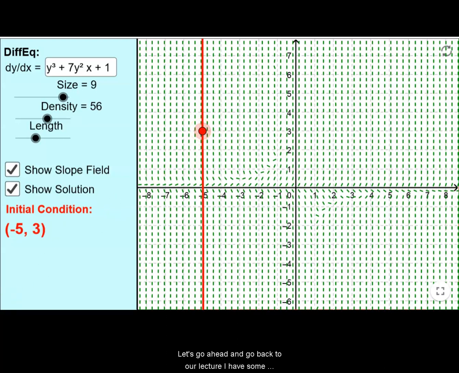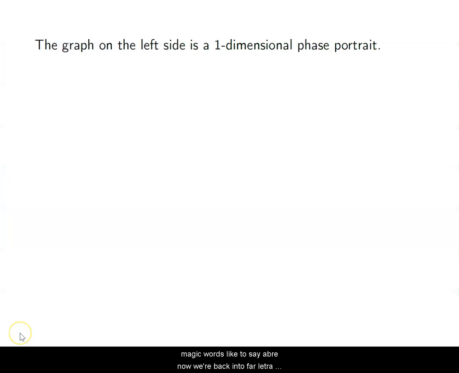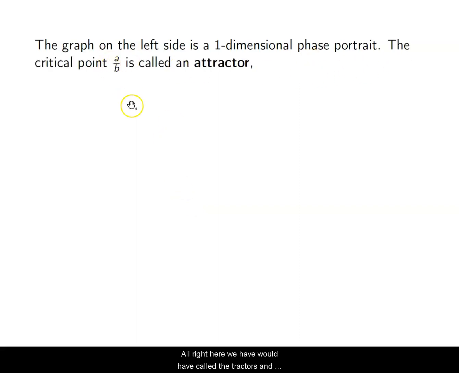Okay, so let's go ahead and go back to our lecture. I have some magic words I'd like to say. Abra. Now we're back into our lecture space magically. Wow, amazing. All right, so here we have what are called attractors and repellers.